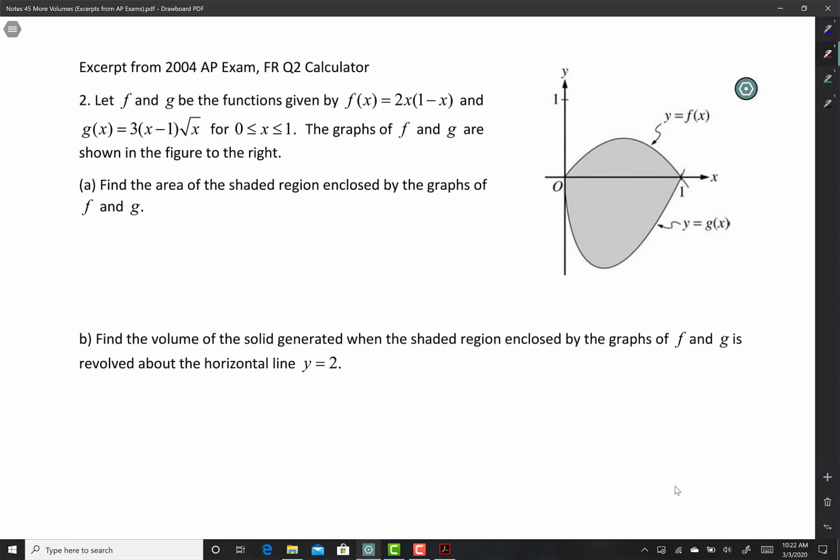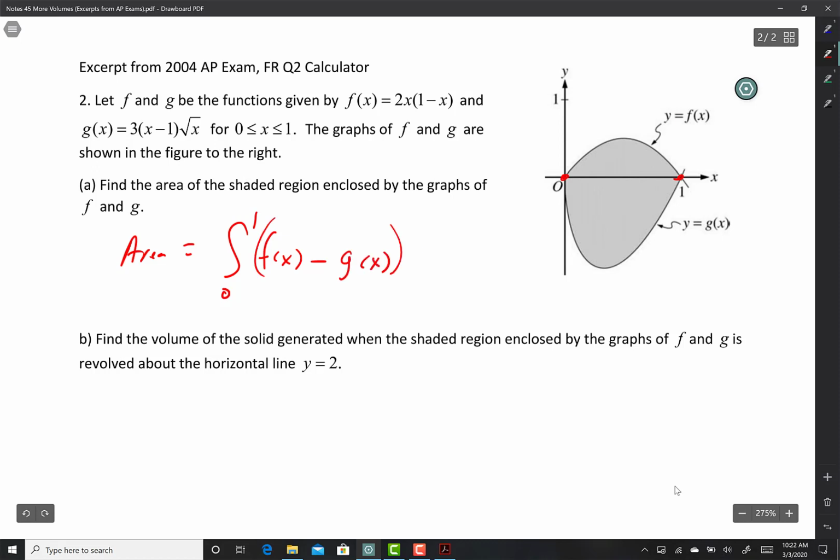Let f and g be functions, f of x equals blah, g of x equals blah. The graphs of f and g are shown in the figure to the right. Letter A, find the area of the shaded region enclosed by the graphs of f and g. Simple. That's a 0. That's a 1. The area equals integral from 0 to 1. What graph is on top? F of x minus g of x. I will put parentheses. You don't have to. If you just write f of x minus g of x with a dx, they will count it right.